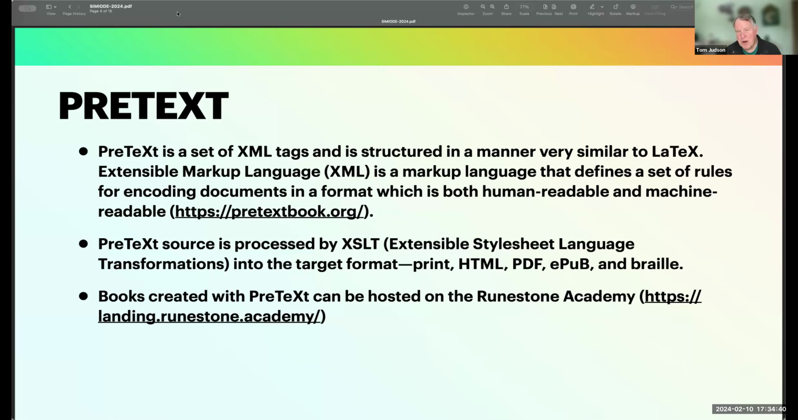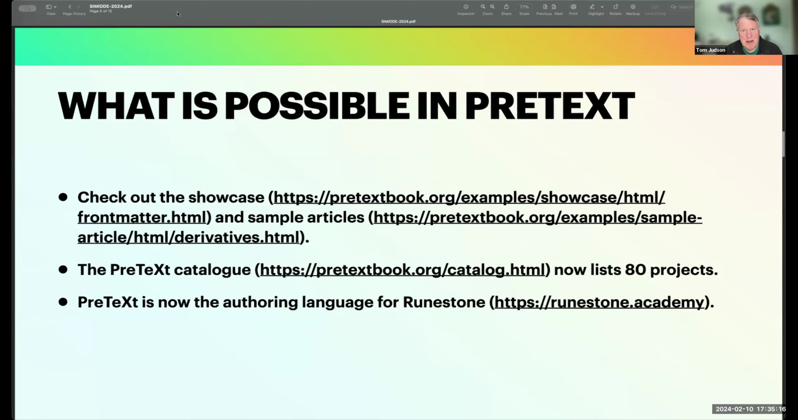a necessary requirement to get Braille into a textbook, it costs a library about $50,000 to do this. Okay, with PreTeXt, it cuts the cost down to several thousand. And books in PreTeXt can be created and hosted on Runestone Academy, okay, which is a textbook hosting platform that anybody can use, and that's quite an advantage. So I'm not going to say much about PreTeXt, but okay, you can check out the showcase, okay, and the sample articles.